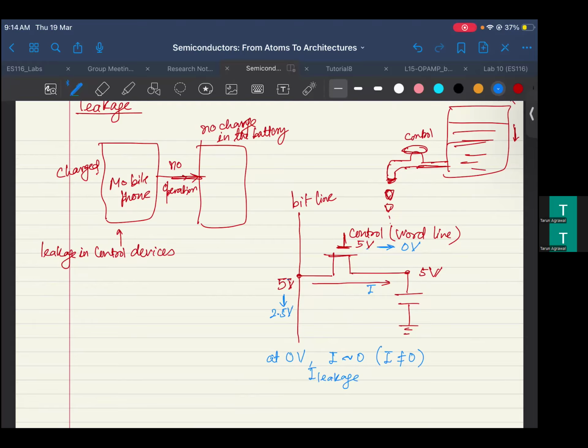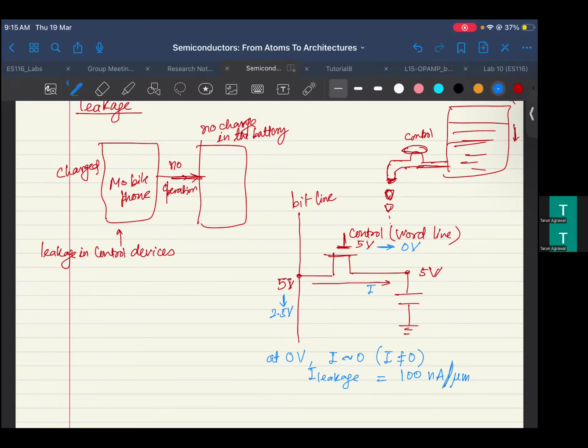Now, what is the typical value of this current? This may change based on the size of the transistor, the threshold voltage of the transistor, or the technology of the transistor. Typically, the range is somewhere in nanoamps, and we typically describe this in nanoamp per micron. Micron means the width of the transistor.